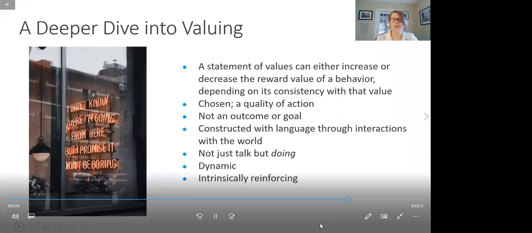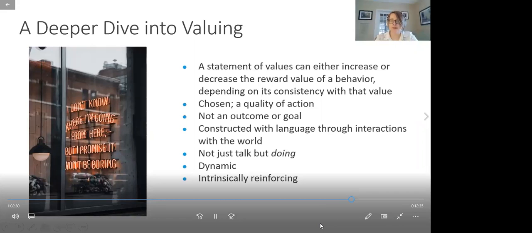Okay, so deeper dive into valuing. What do we mean when we say valuing? And I realize that we're getting short on time here, so I'm going to speed up a little bit. A statement of values articulation can either increase or decrease the reward value of a behavior, right? So if I'm doing something that's consistent with my value, that's going to increase the reward value of engaging in that behavior. But if I'm avoiding and that's not consistent with my values, I'm going to start to be less in love with those control and avoidance strategies, okay?